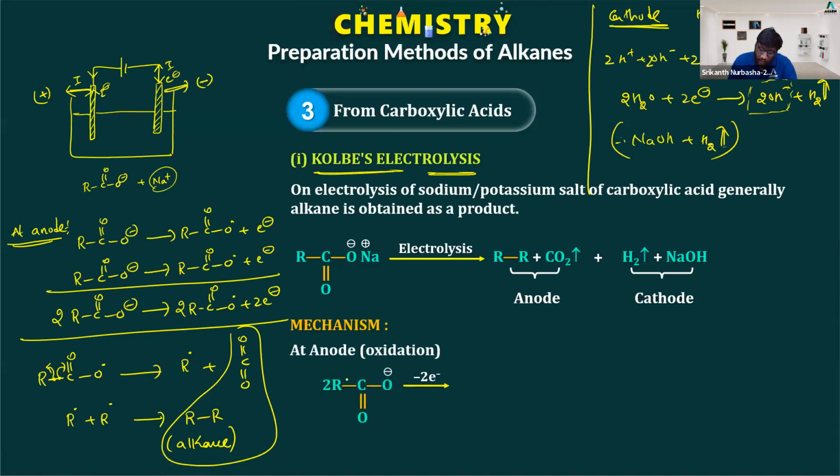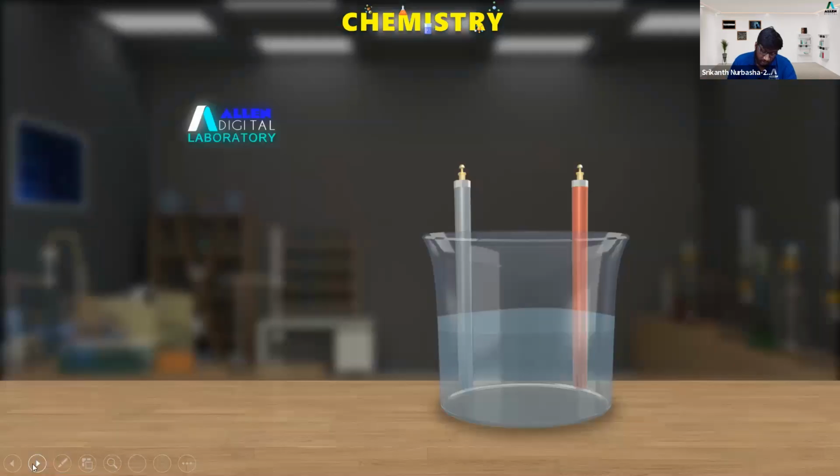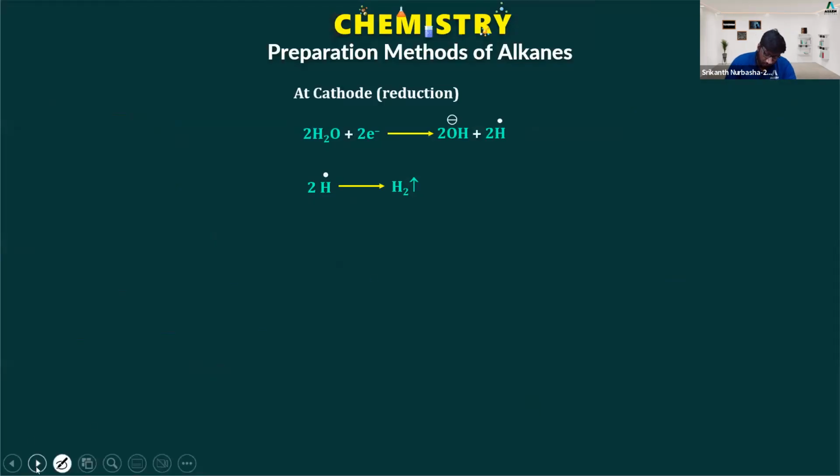At the anode, 2 moles of carboxylate undergo loss of 2 electrons to form 2 RC=O dot radicals. They will form 2 R dot and 2 CO2. These R dot radicals will combine with each other to form the respective alkane with a higher number of carbon atoms. And at the cathode, 2 H2O plus 2 electrons form 2 OH minus and 2 H dot. The 2 H dot will combine with each other to form H2 gas.